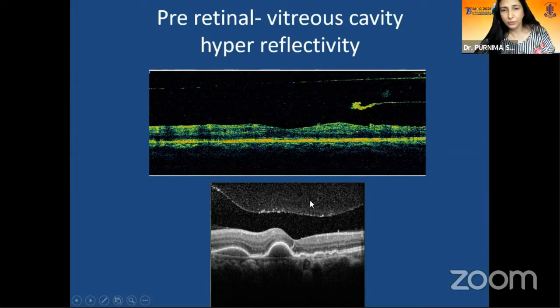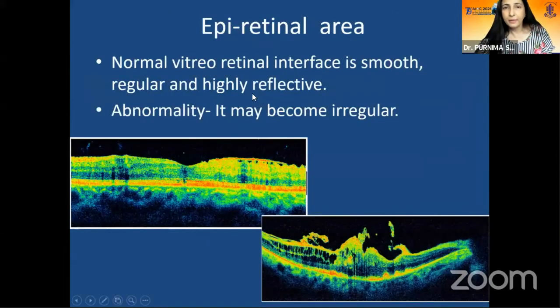The second picture shows a diffuse hyperreflectivity in the vitreous, indicating some kind of vitreous hemorrhage. The epiretinal area is usually very smooth, regular, and highly reflective, but it may become irregular because of the presence of some abnormality, like in this case, an epiretinal membrane.